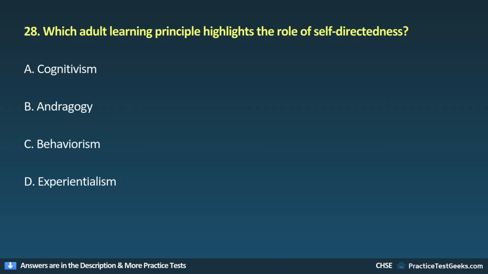28. Which adult learning principle highlights the role of self-directedness? A. Cognitivism. B. Andragogy. C. Behaviorism. D. Experientialism.